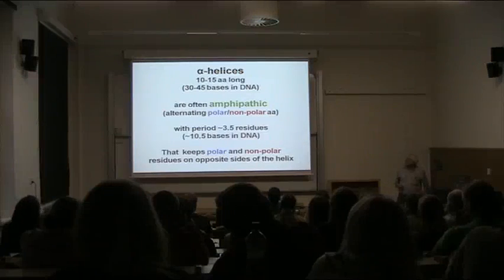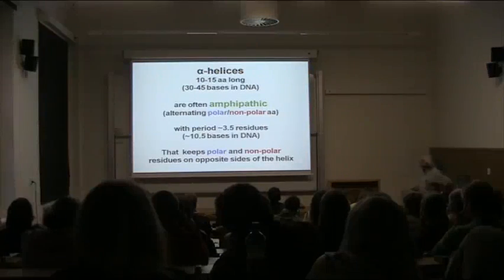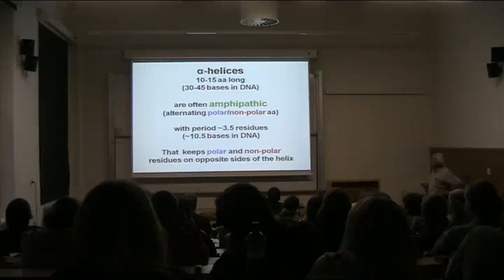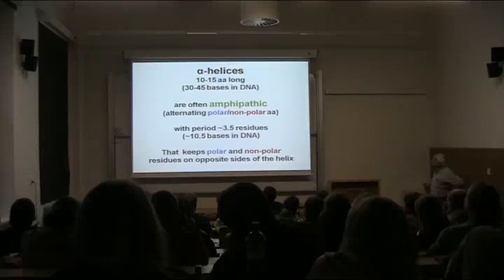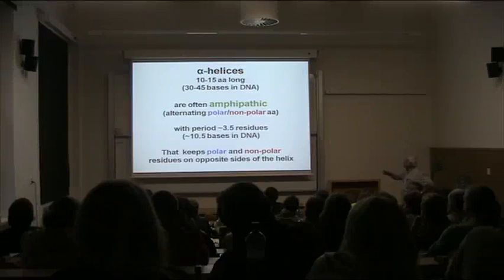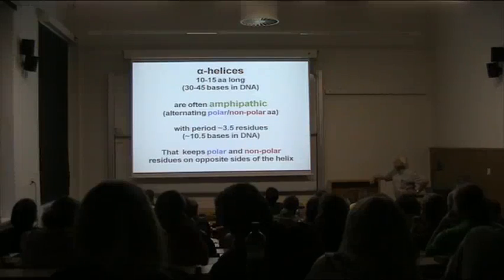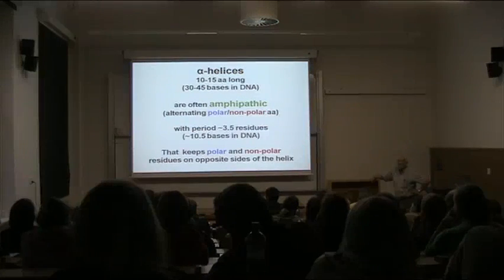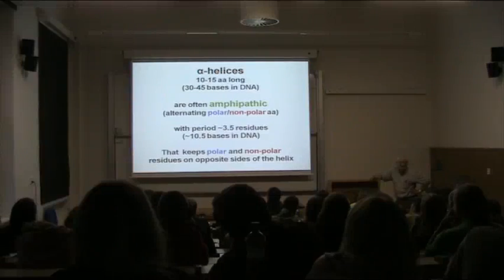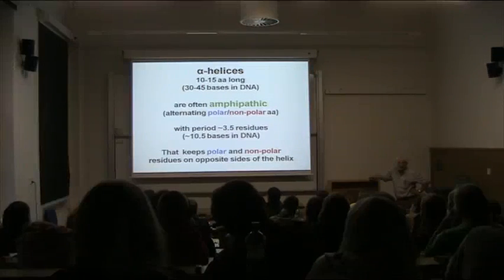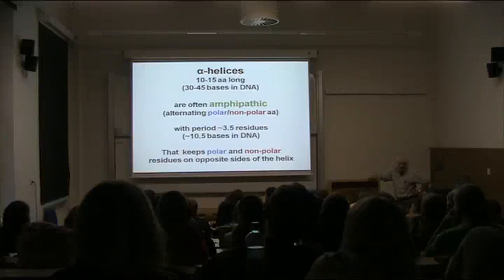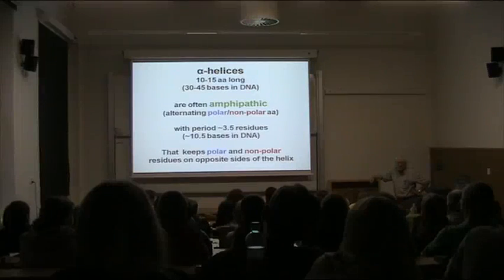So alpha helices typically are 10-15 residues long, which occupies 30 to 45 bases in DNA. They are often amphipathic, that is, having alternating polar and non-polar residues, with a period of 3.5 residues. Now, period 3.5 in proteins, of course, means 3 times that, 10.5 in DNA. Periodicity of DNA in the nucleosome is 10.4. Who cares? It's the same value.